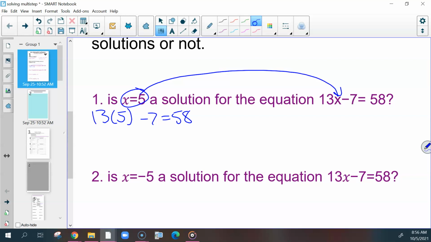13 times 5 gives us what? 65. 65 minus 7 gives us what? 58. So this is a true statement because it equals the same thing.